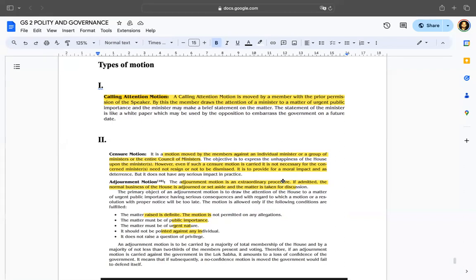Then comes adjournment motion. Now adjournment motion is also a motion on which the public important matters are raised. But here we have some other aspects, which are that in the other motions there is no necessary condition of the MPs to support that motion to get admitted. But here we have, that is, when the adjournment motion is to be tabled in either house, it requires minimum support of 50 MPs to get even admitted.